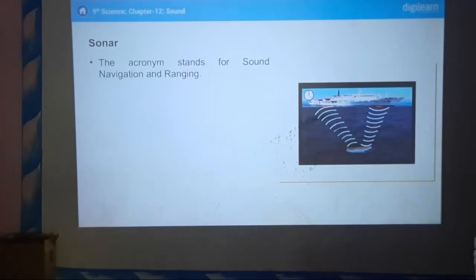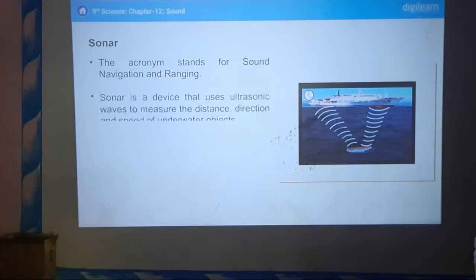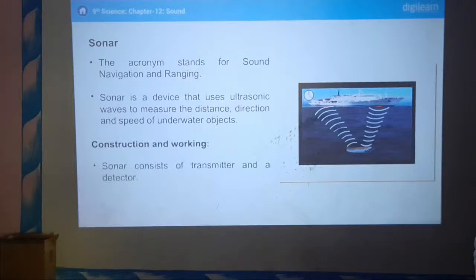Sonar, the acronym stands for Sound Navigation and Ranging. Sonar is a device that uses ultrasonic waves to measure the distance, direction, and speed of underwater objects. Construction and working. Sonar consists of a transmitter and a detector. Transmitter is one which transmits ultrasonic waves.